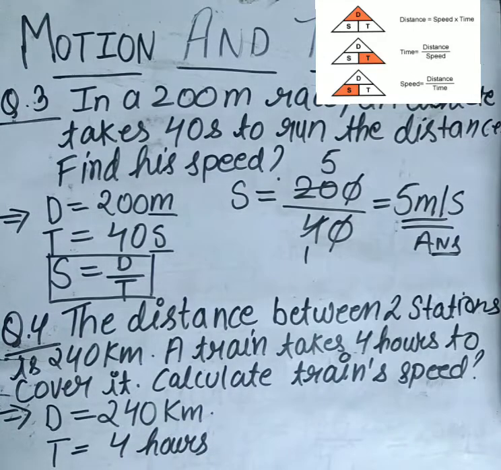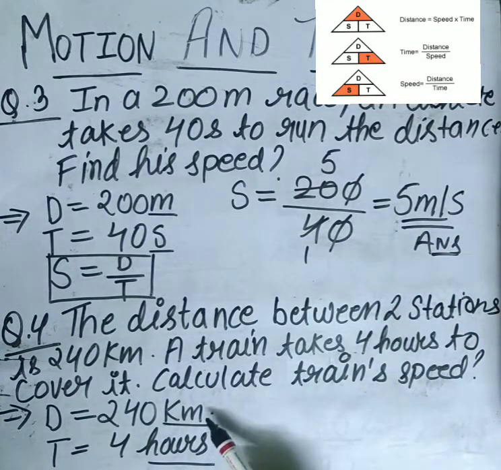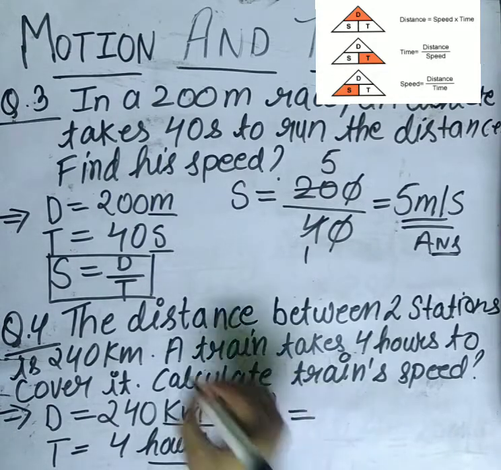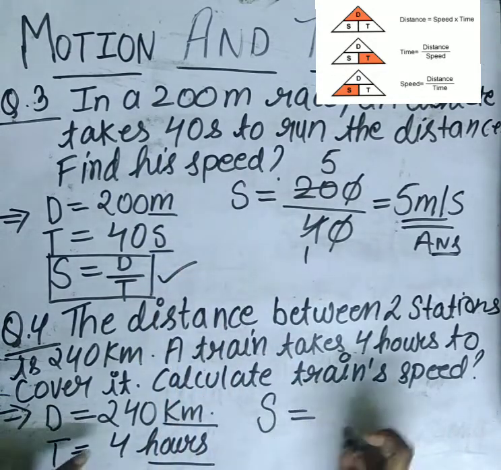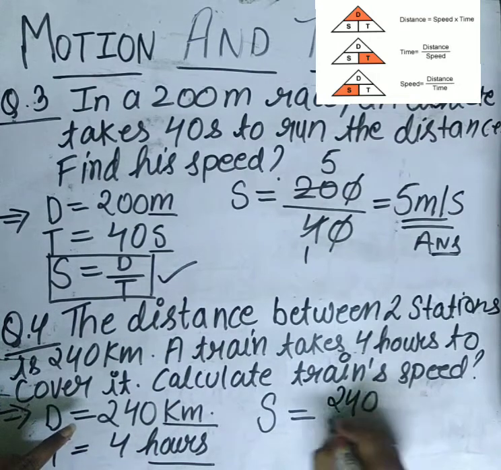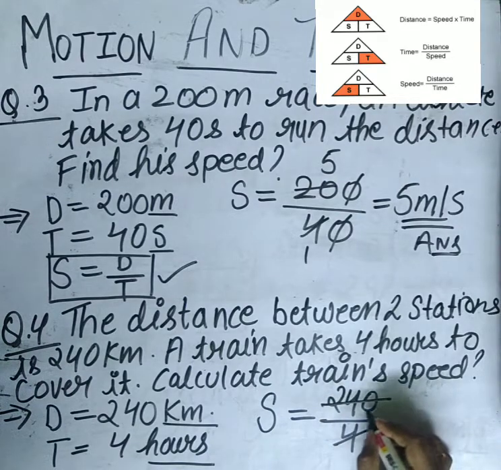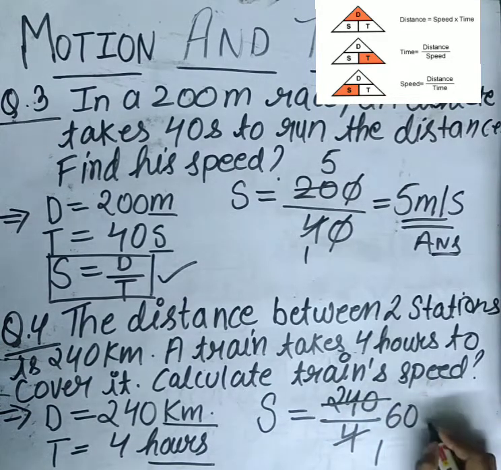Again no need to change any units because here it's kilometer and here it's hour. And we all know either it should be meter per second for the speed's unit or it should be kilometer per hour. So no need to change anything. Again we will just put in this formula, that is speed is equals to 240 upon 4. Again it would be a very easy one as 4 ones are 4 and 4 6s we all know it's 24 and 0 will come as it is.